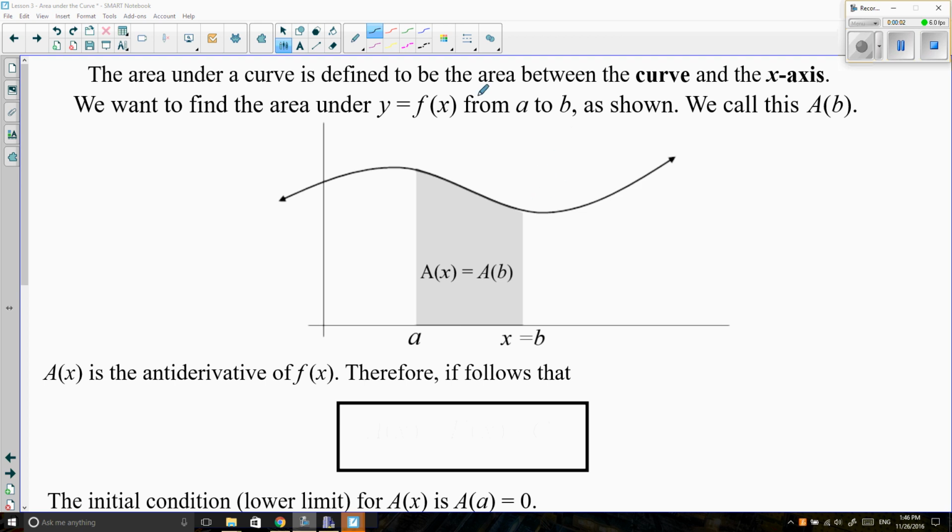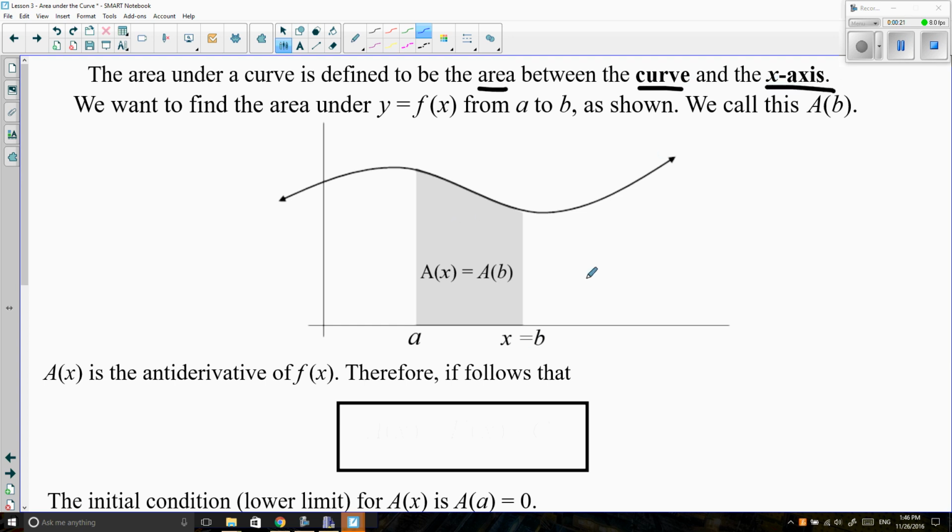Okay, now we're going to take a look at another application. It's a pretty key relationship of how integrals can allow us to find what we call areas underneath a curve. So when we find an area under a curve, it's defined to be a very specific area. It's the area between the curve itself and the x-axis.